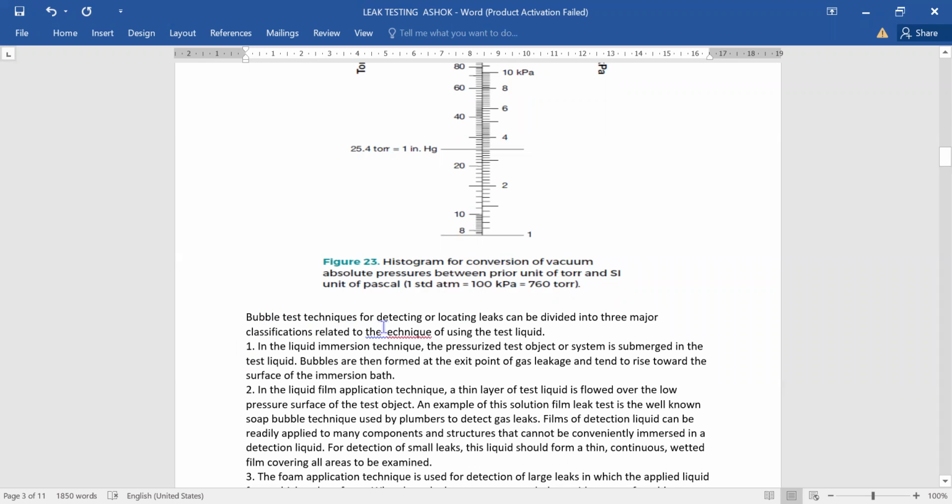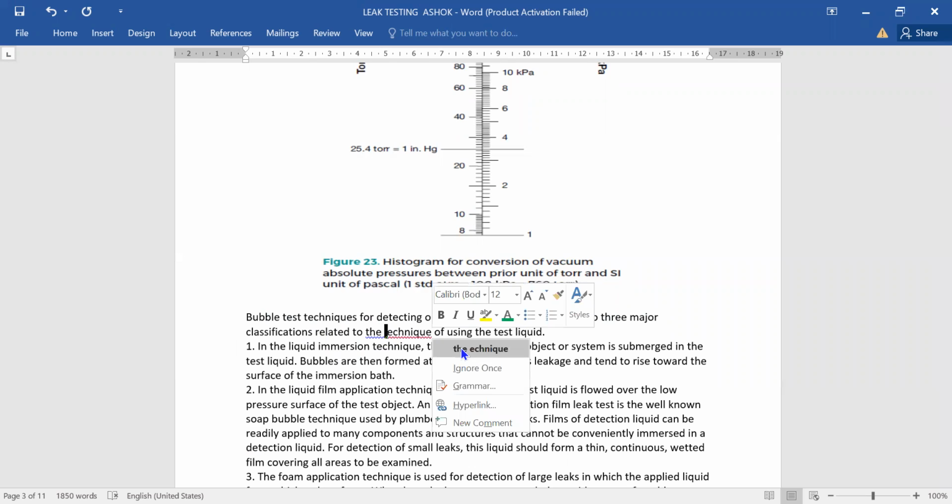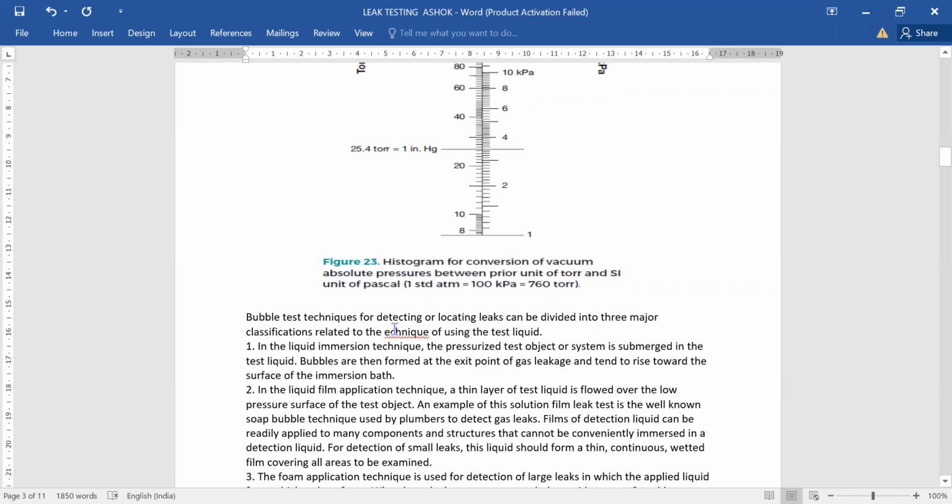Bubble test techniques for detecting or locating leaks can be divided into three major classifications related to the technique of using the test liquid. In liquid immersion testing, the pressurized test object or system is submerged in the test liquid. You see bubbles. In the liquid film application technique, a thin layer of liquid is flowed over the low pressure surface of the test object. An example of the solution film leak test is the well-known soap bubble technique.